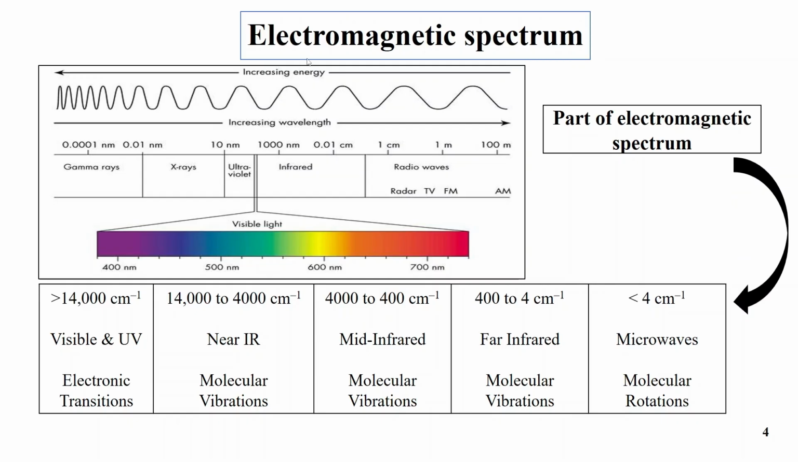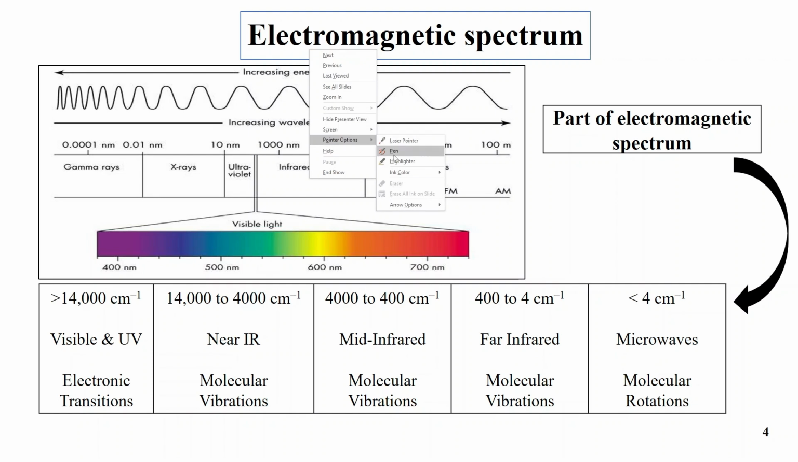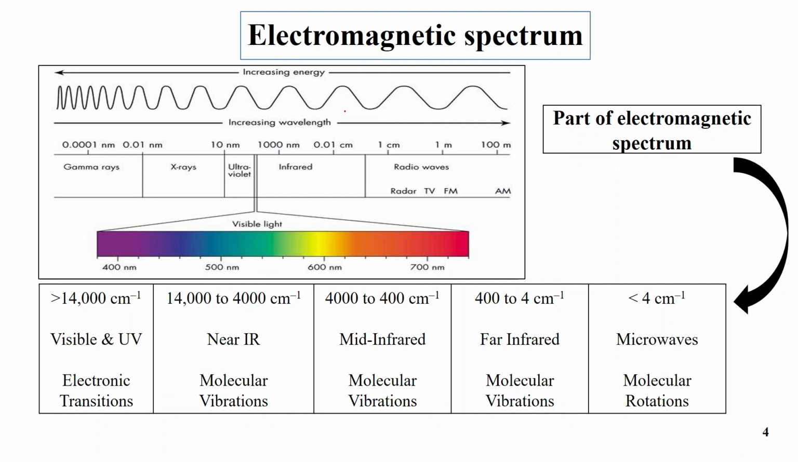Okay, so as I was discussing in the previous slide, the electromagnetic spectrum is nothing but arranging the electromagnetic radiation in the increasing order of their wavelength or decreasing order of their energy, then it is called the electromagnetic spectrum.